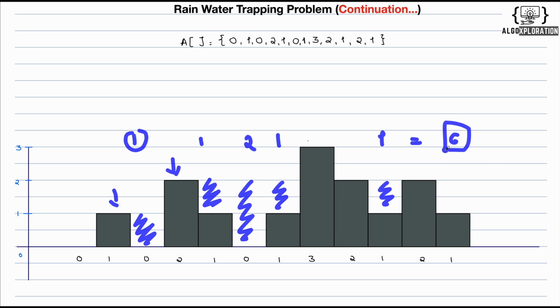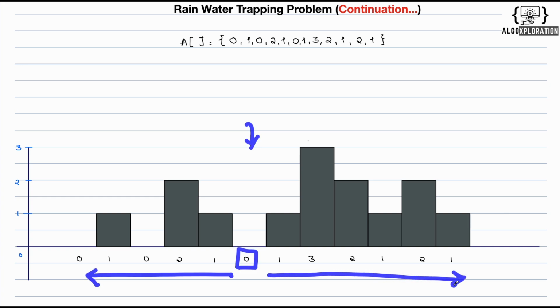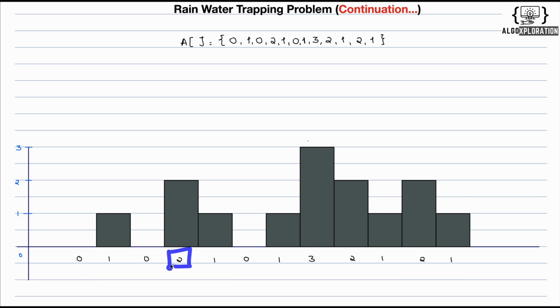Now if we talk about this building, the height of the building is 0. First of all we have to find the maximum height of the building present on the left side. Then we have to find the maximum height of the building present on the right side. On the left side the maximum height is 2, and on the right the maximum height is 3. After finding them, we have to find the minimum of them, so minimum of left max, right max.